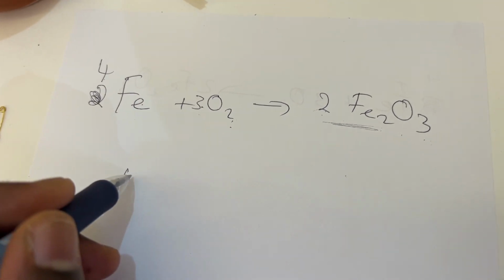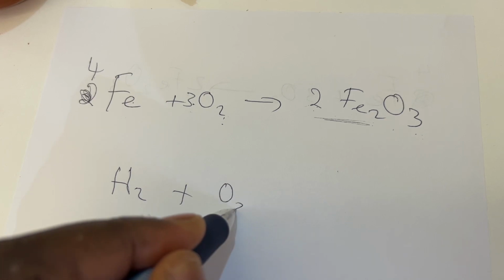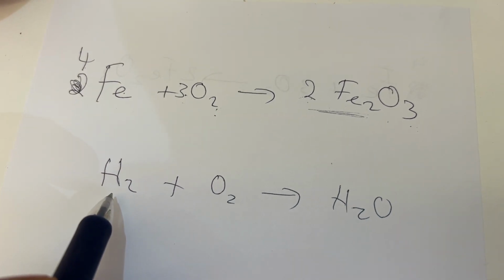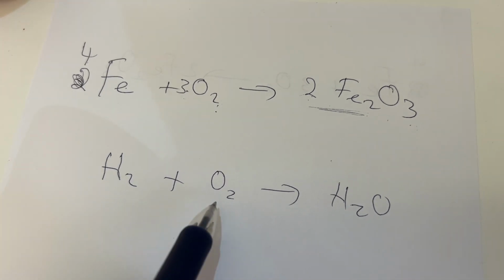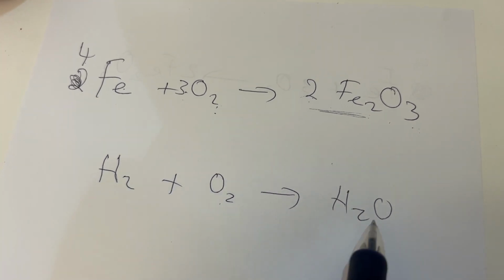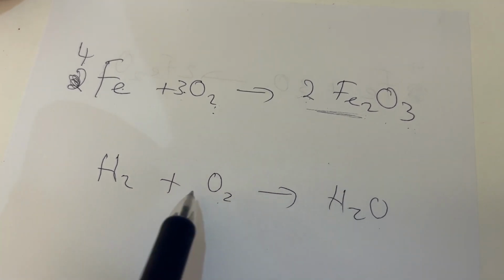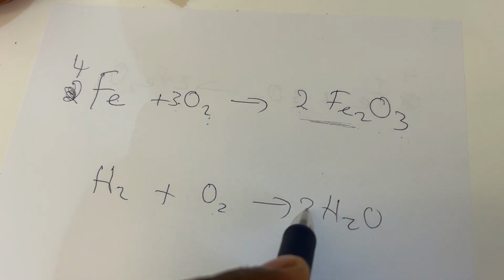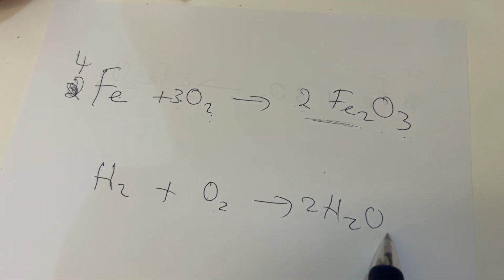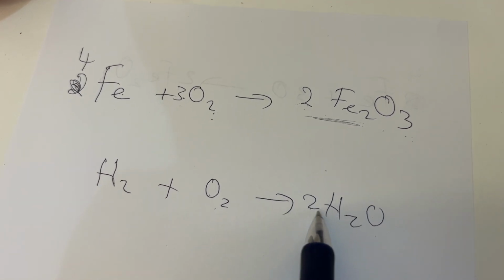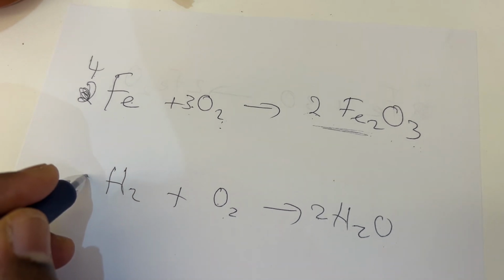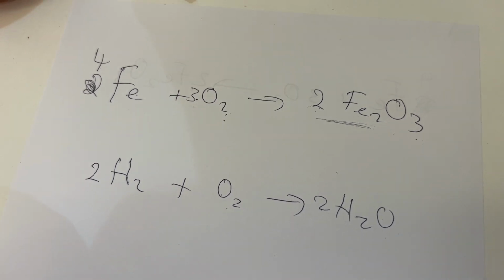If you write down here hydrogen plus oxygen to get water, you're going to find out that initially my problem is that I have 2 atoms of oxygen there and I have 1 atom of oxygen. So what I will do is I come to this side and I put a 2 to make the oxygen balanced. But the moment I put a 2 here, I now have 4 hydrogen, so I come this side and I put a 2 and the equation is balanced.